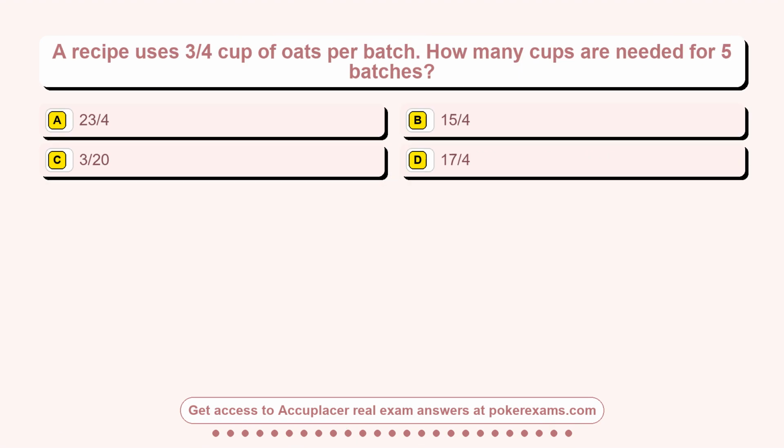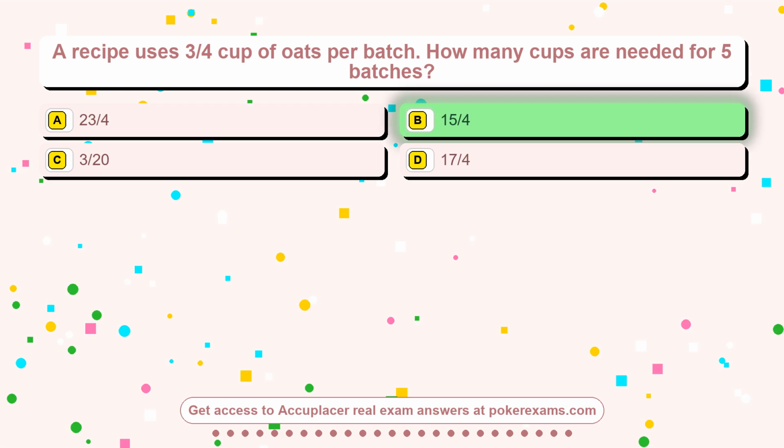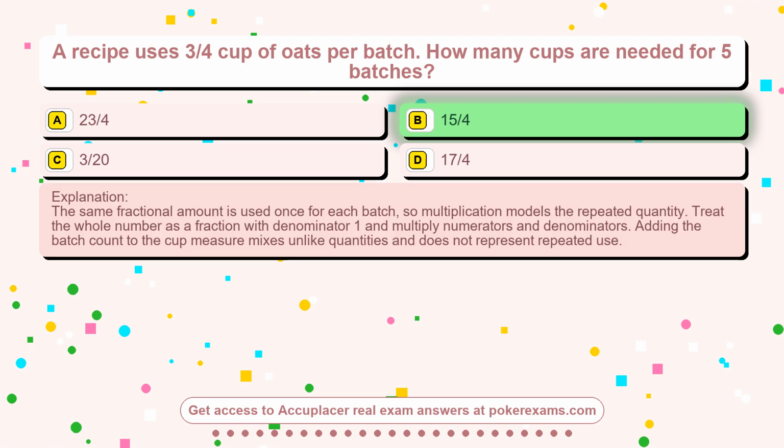Question 10. A recipe uses 3/4 cup of oats per batch. How many cups are needed for 5 batches? Option A, 23/4. Option B, 15/4. Option C, 3/20. Option D, 17/4. The correct answer is option B, 15/4. The same fractional amount is used once for each batch, so multiplication models the repeated quantity. Treat the whole number as a fraction with denominator 1 and multiply numerators and denominators. Adding the batch count to the cup measure mixes unlike quantities and does not represent repeated use.